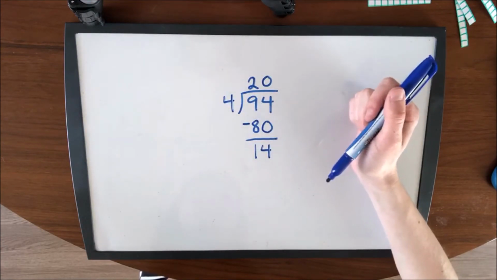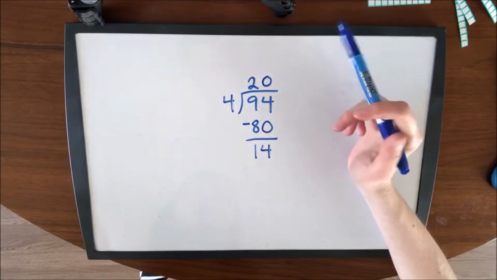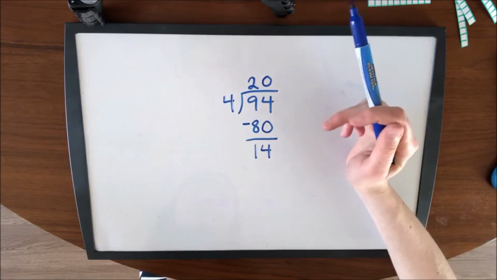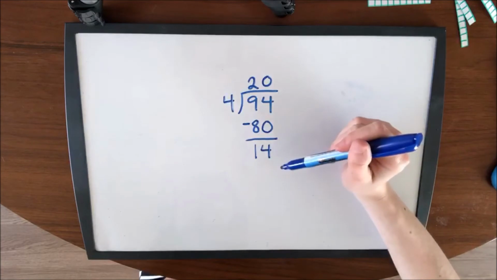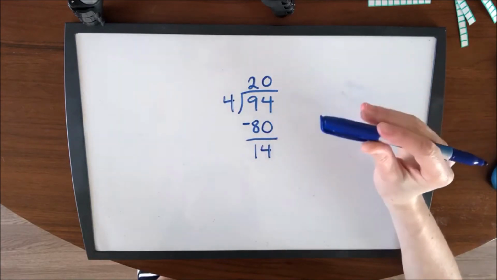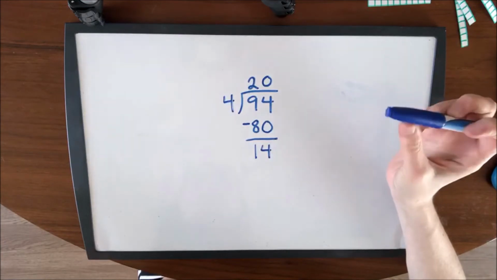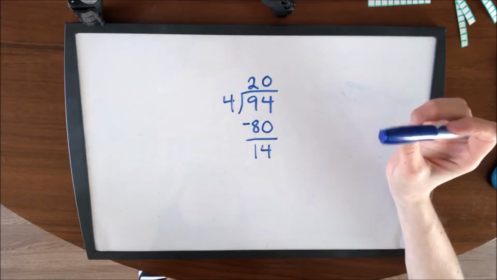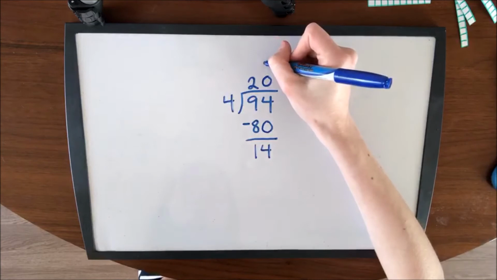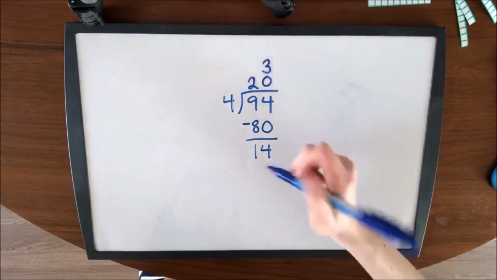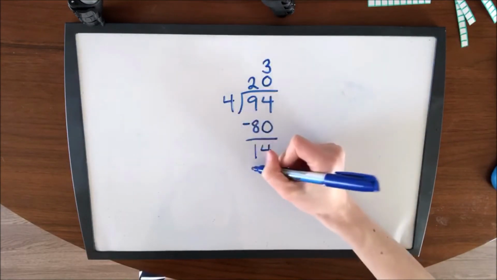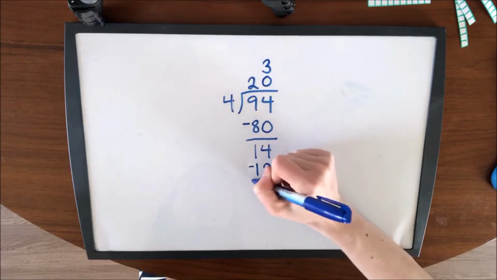Again, I can check out my times tables for this. So 4 times 2 is 8. 4 times 3 is 12. That's pretty close to 14. 4 times 4 is 16. That is bigger than 14, so it's too big. So the question I want to go with is 4 times 3 equals 12. I'm going to put my 3 up here, and 4 times 3 equals 12. I will put that down here.